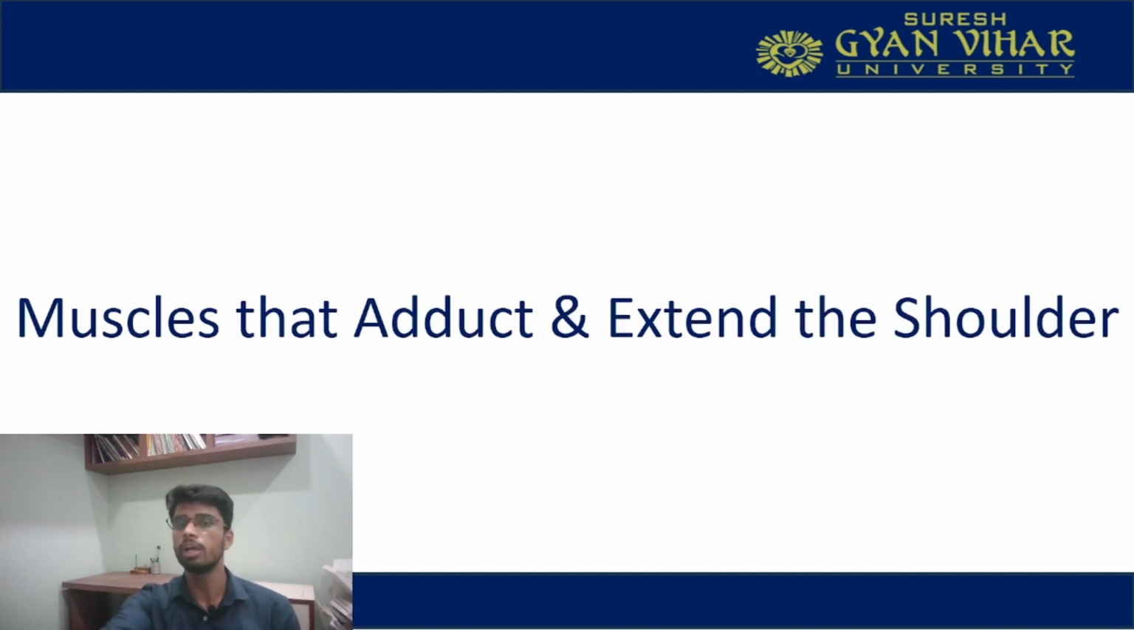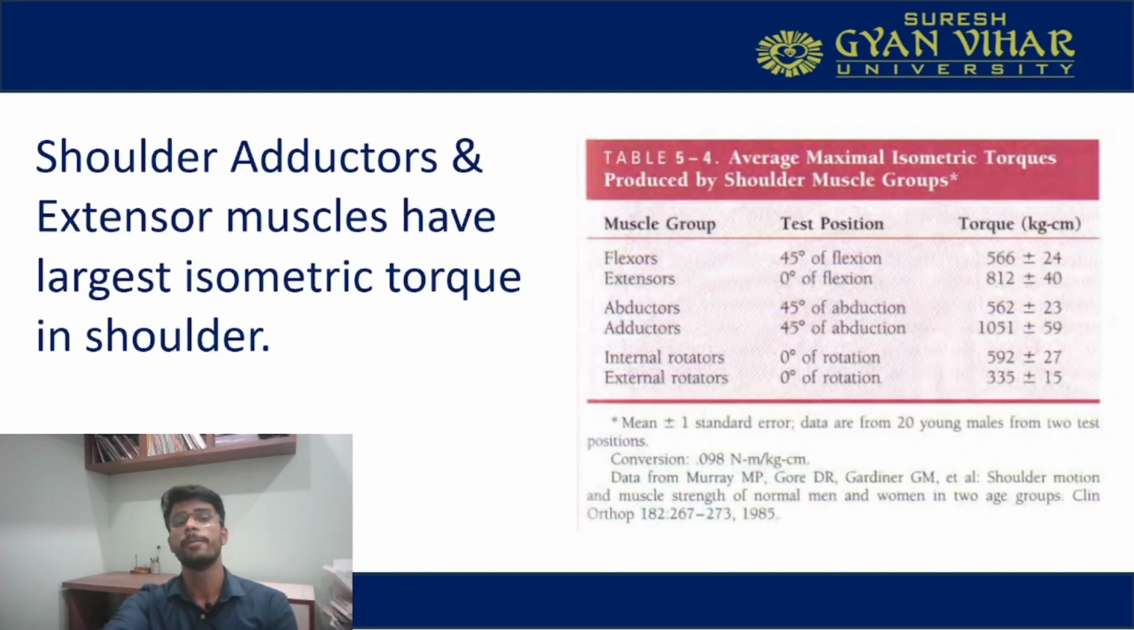Now this was all about the muscles that elevate the shoulder joint. Now let's understand the muscles that adduct and extend the joint. The muscles that adduct and extend the joint have the largest isometric torque in the shoulder. Over here you will see that amongst all these muscles, these are the flexors, they have a torque of 566. In them, your adductors are 1051 and your extensors are 812. Maximum isometric torque capability is present in your adductors and extensors compared to any other muscles of the shoulder joint.